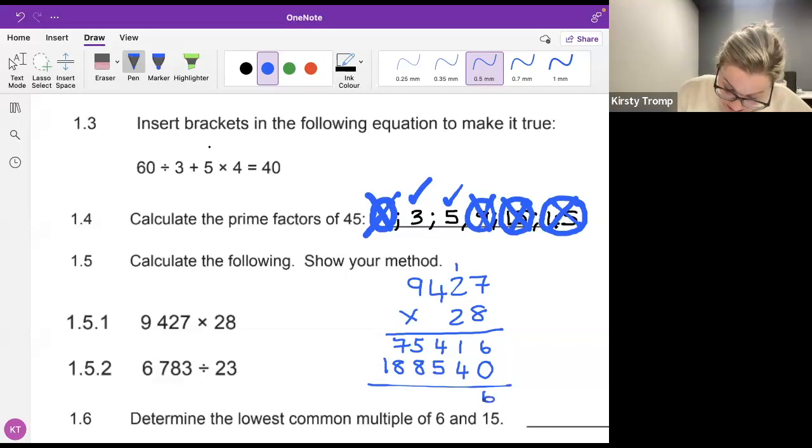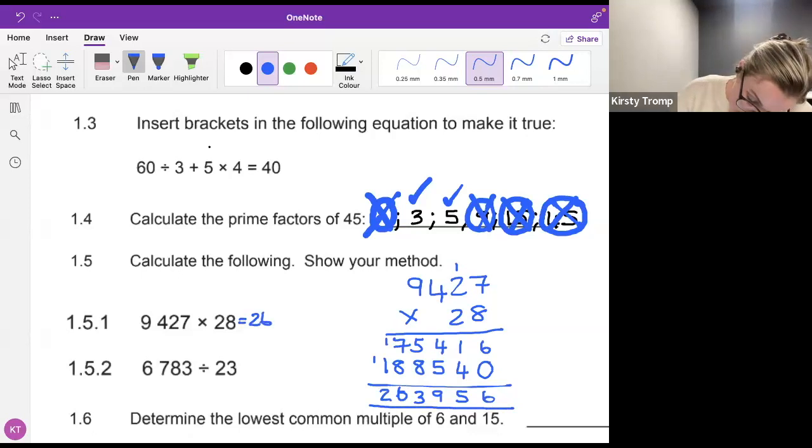0 plus 6 is 6. 4 plus 1 is 5. 5 plus 4 is 9. 8 plus 5 is 13. Carry the 1. 7 plus 8 is 15. Plus the 1 is 16. Carry the 1. 1 plus 1 gives us 2. So my answer here is 263,956.